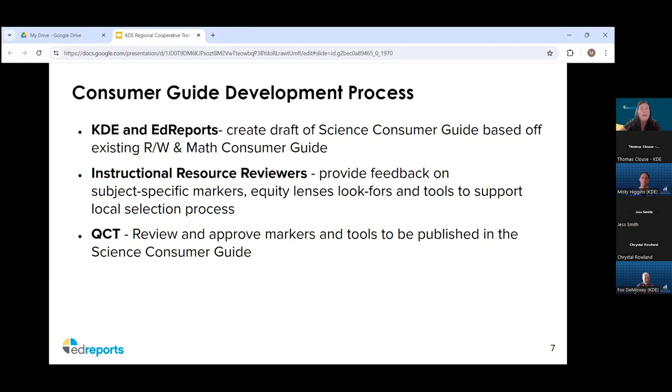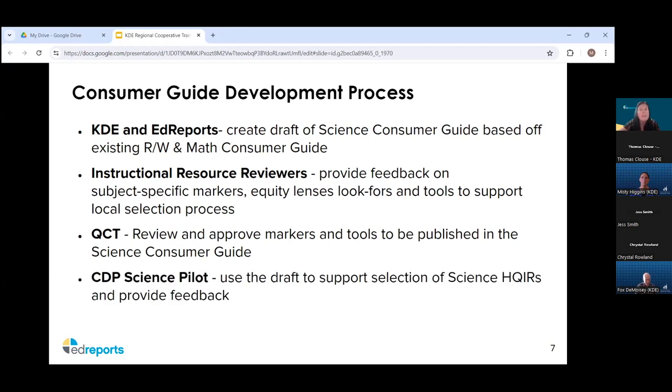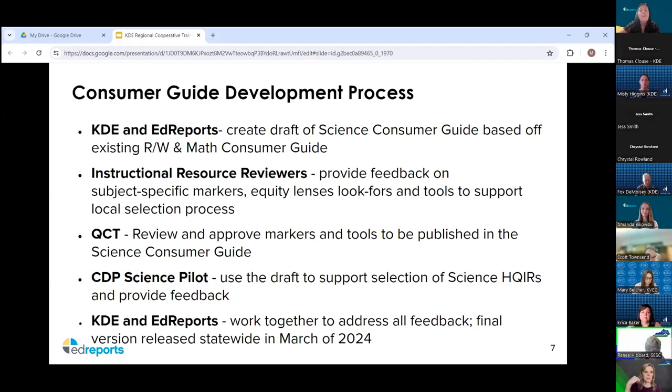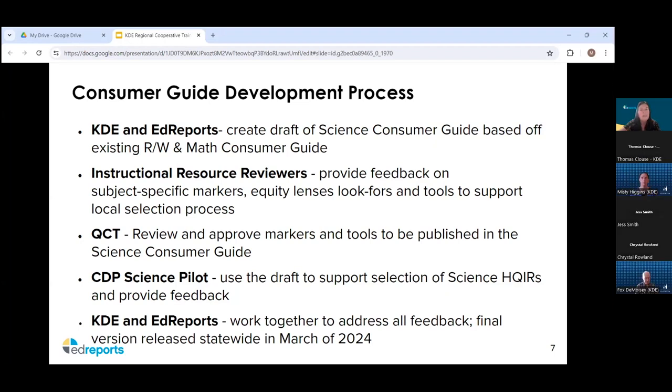The draft of the consumer guide was then provided to districts participating in our science pilot program to support the selection of a primary high quality instructional resource for their district. We then collected feedback on their experience while they were using the guide. Finally, KDE and Ed Reports collaborated to address any feedback that was received from the pilot. The final version of the guide was then released statewide in the spring of 2024.